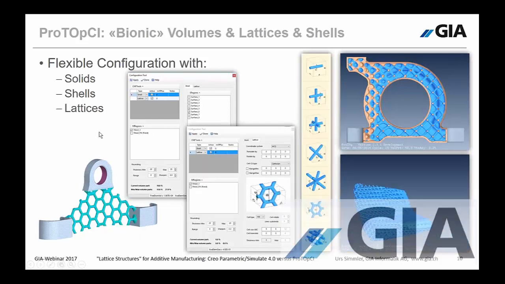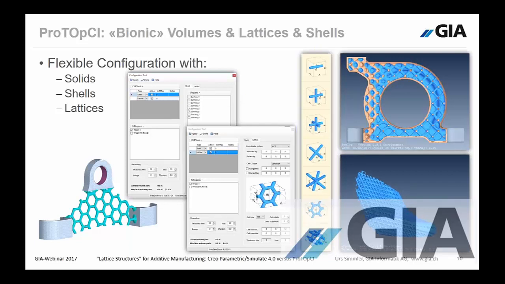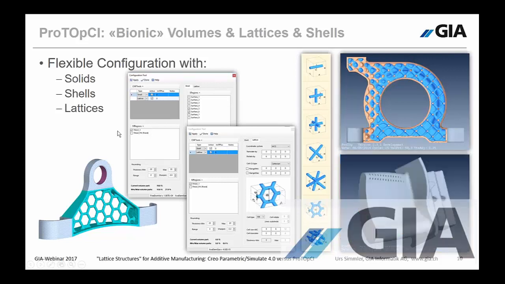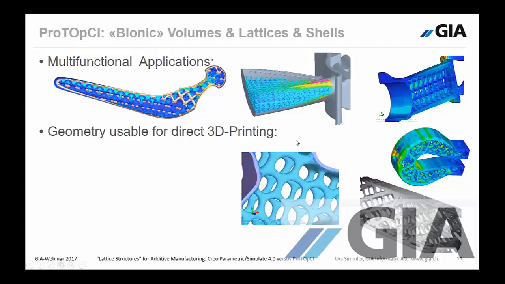And the interesting thing is also setting up lattice structures. Within ProTOpCI we also have the capability to create different lattice shapes, and with the help of those lattice shapes, you'll see later on, we can create a real bionic topology optimization. That means we can satisfy multifunctional applications, like here an implant of a bone or additional things.